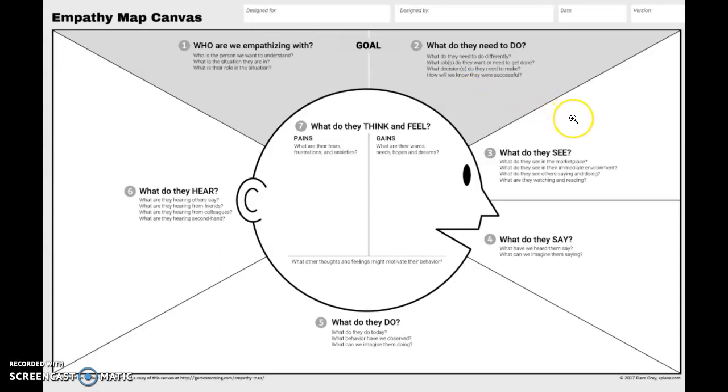Then I want you to ask yourself, from the perspective of that other person, what do they see? What's in their environment? What does it look like around them? What did it look like to be them, from their eyes, in the situation that you're remembering? What did they say? What were they saying during that situation? As much as you can remember, and remembering that this is your recollection, what did they say? What did they do? What behavior have we observed?